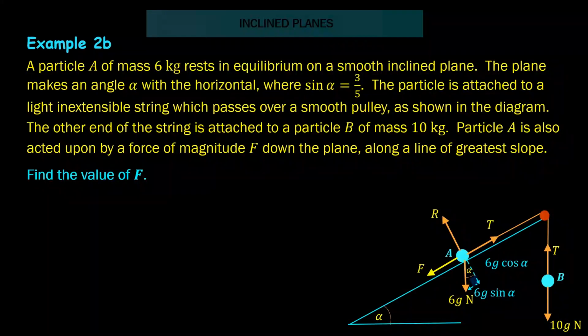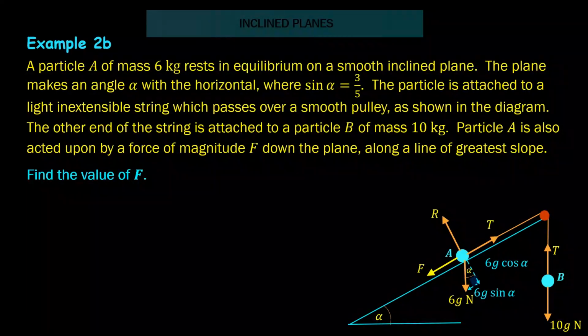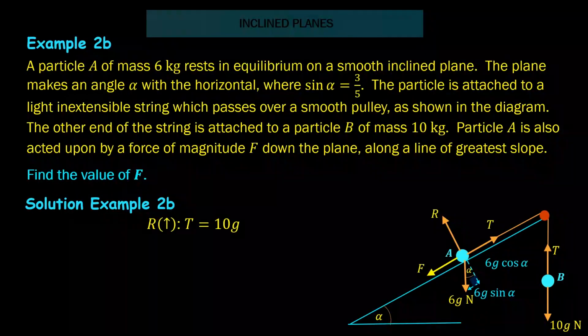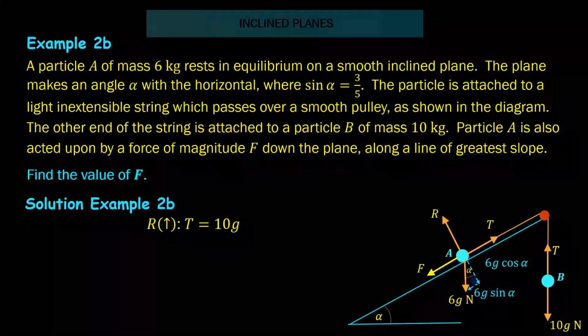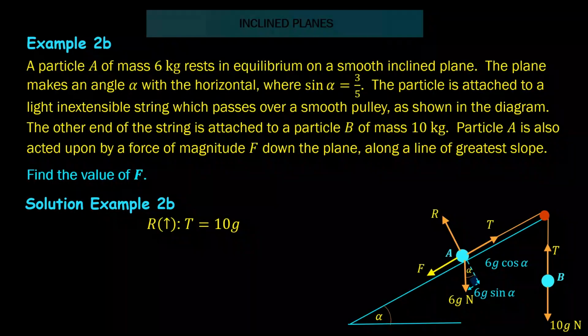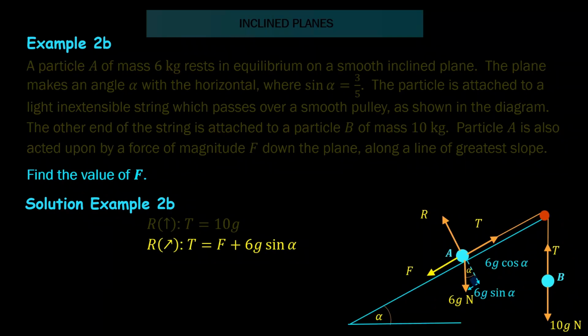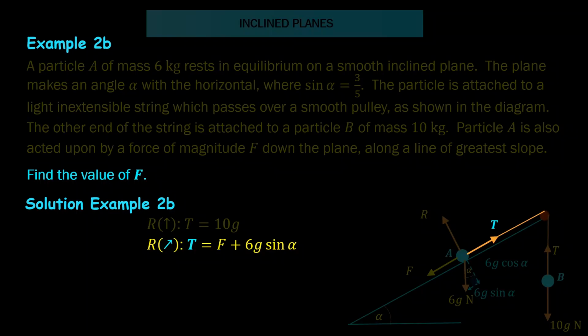Now let's have a go at part B. We are required to find the value of F. So let's solve this. If we resolve vertically, we have T equals 10g. And if we resolve parallel to the plane, we have T equals F plus 6g sine alpha.